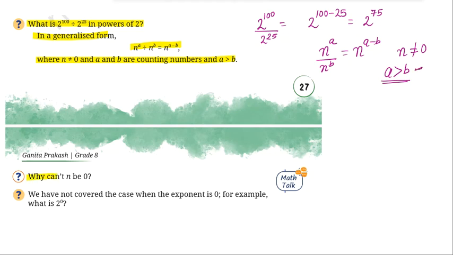Now why can't n be 0? n cannot be 0 because something to the power of 0 is always 0. You multiply 0 with any number and the result is 0. Even if you multiply 0 by 0 itself, you have the result of 0. We have not covered the case when the exponent is 0.